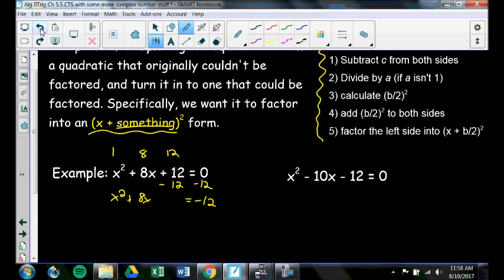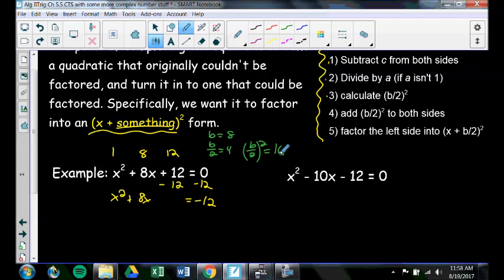Next, you divide everything by a. We just did step 1. Step 2, divide everything by a, but a is 1, so let's not bother with that. Third, calculate b over 2 squared. I find that b is 8, so b over 2 is 4, making b over 2 squared 16.